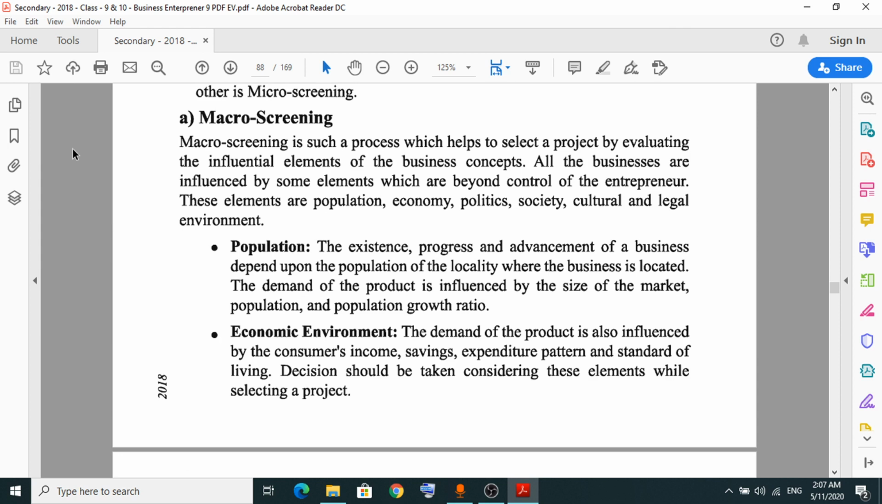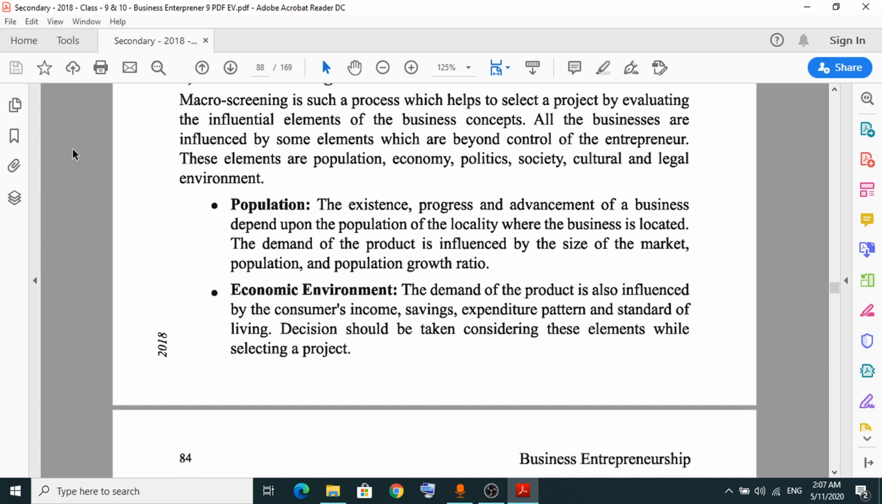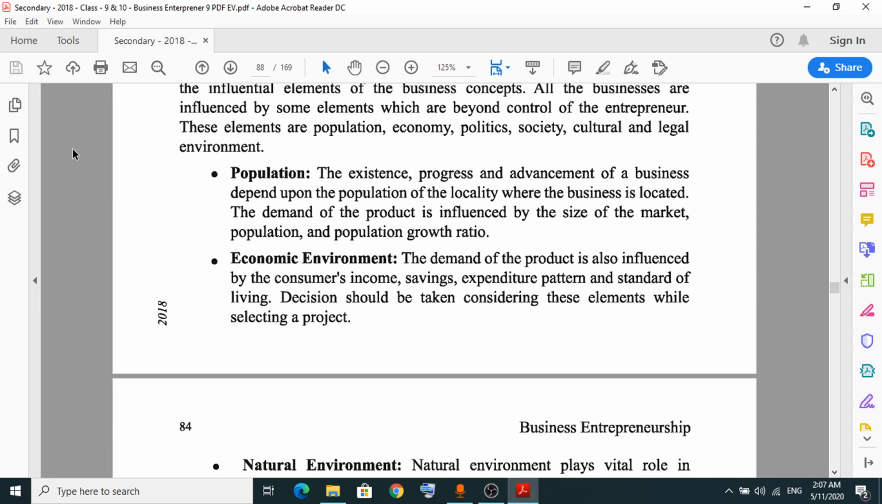Macro screening is a process which helps to select a project by evaluating the influential elements of the business concept. That means these elements are very influential on your business, and these elements are uncontrollable, because you cannot control them. The economic environment of any country, you cannot control it. Natural environment, you can't control it. Population, you can't control it. That means the large factors or elements included in macro screening are totally uncontrollable. You cannot play with them. So that's why these are the elements of macro screening.